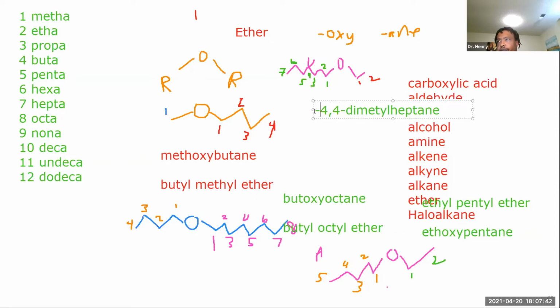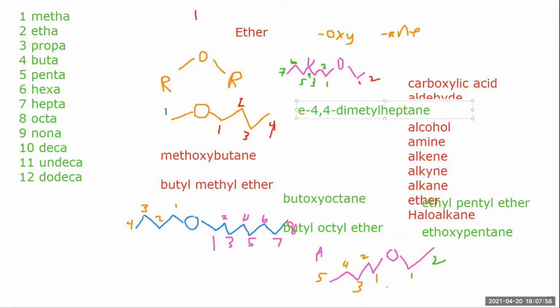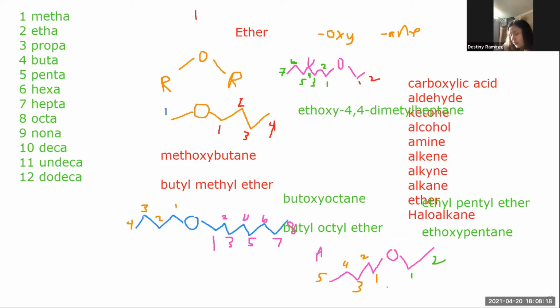And then this guy, a 2 carbon chain. Is it ether? Ethyl? So it'd be ethoxy. Ethoxy or 4,4-dimethyl heptane.